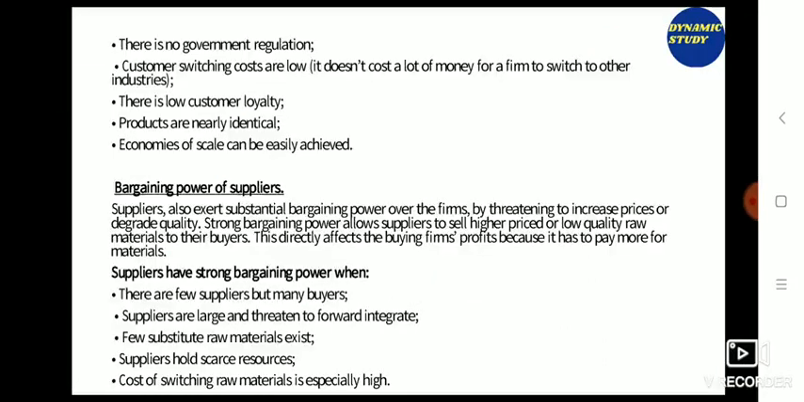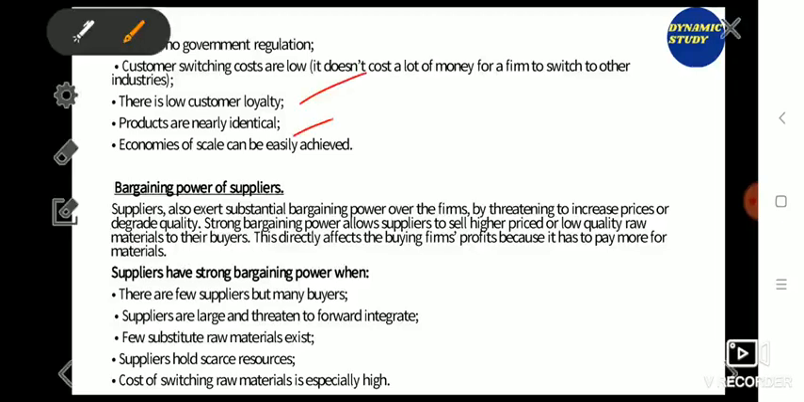If there are no government regulations, if customer switching costs are low, then there is low customer loyalty. And if the products are nearly identical and economies of scale can be easily achieved, if all these conditions occur, then there is a high chance for the threat of new entrants.